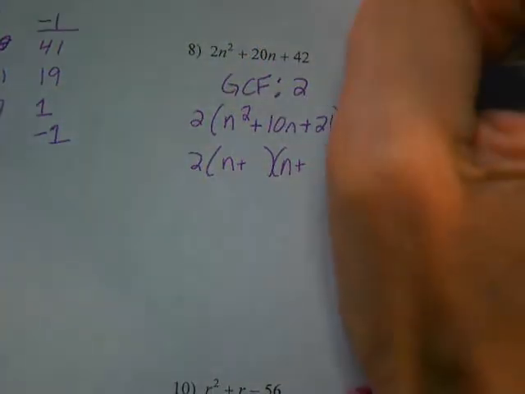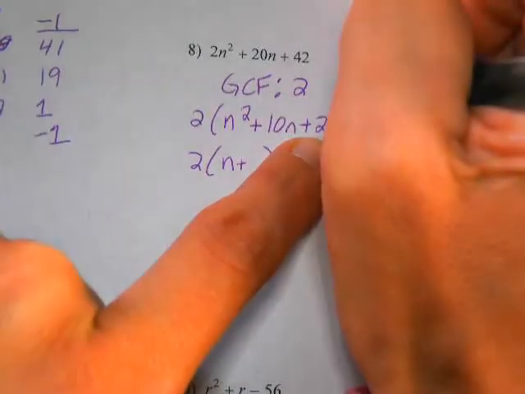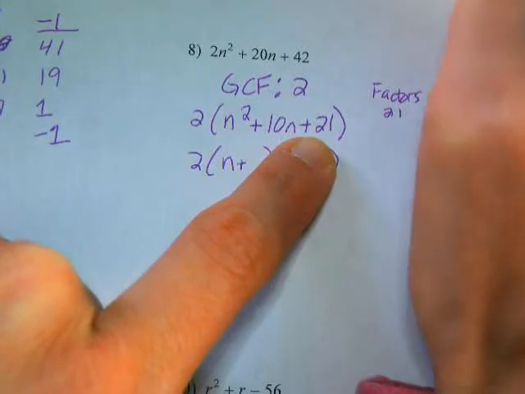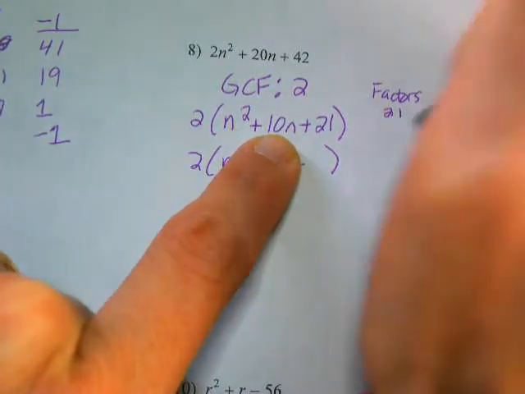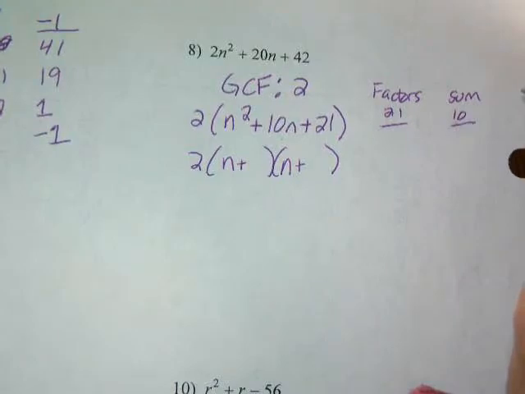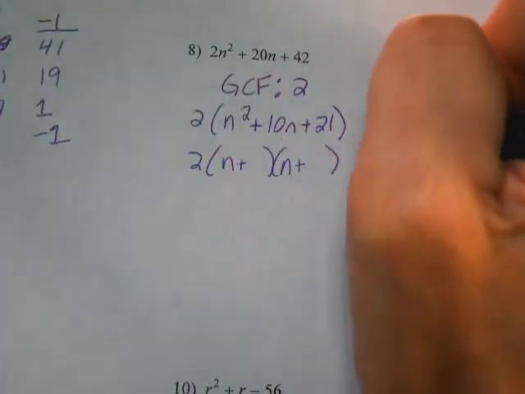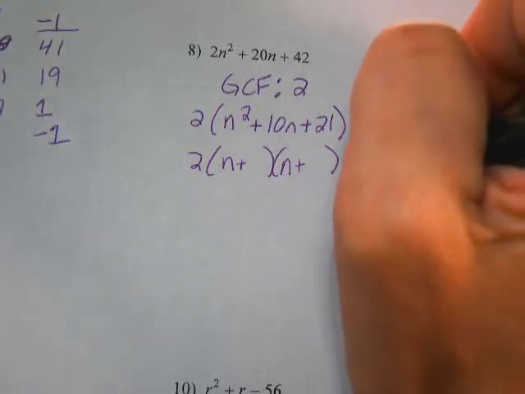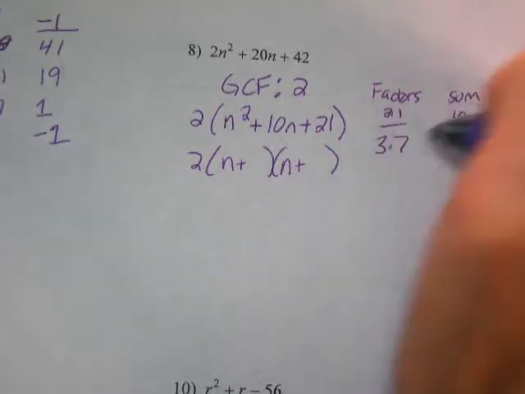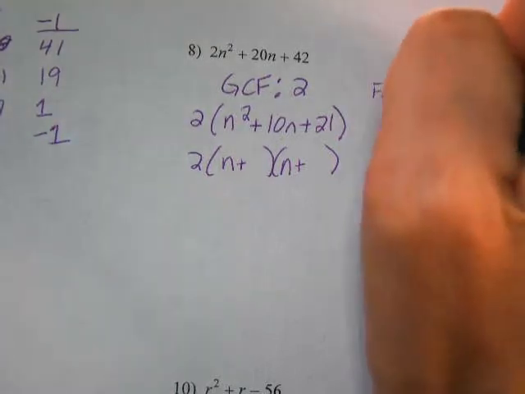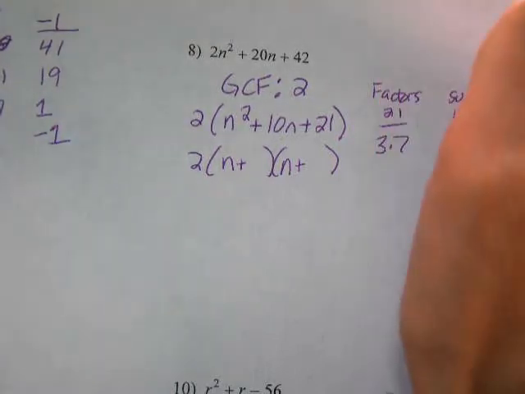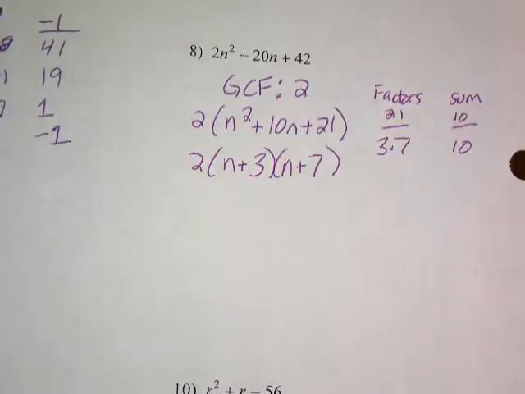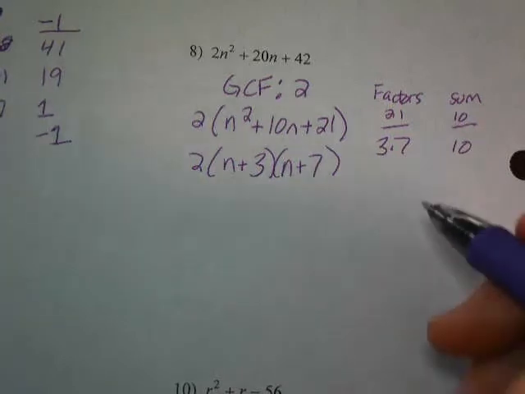So we're looking for numbers that multiply to 21 and add to 10. And obviously 1 and 21 is not going to work, so I'm going to skip to 3 times 7. 3 times 7 is 21. 3 plus 7 is 10. Since they're both positive, I can just stick the 3 in one binomial and the 7 in the other.